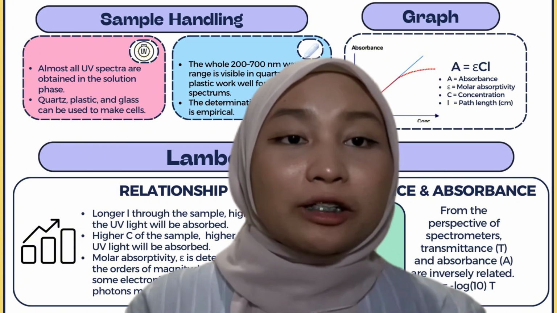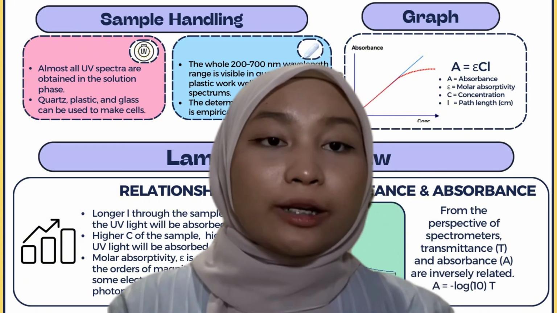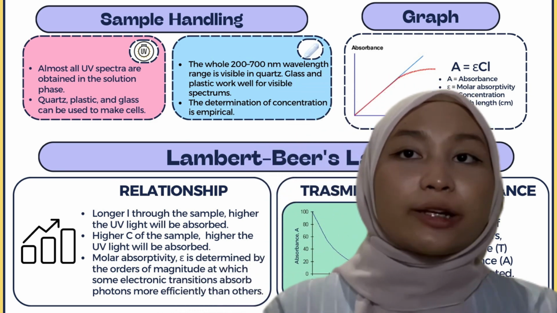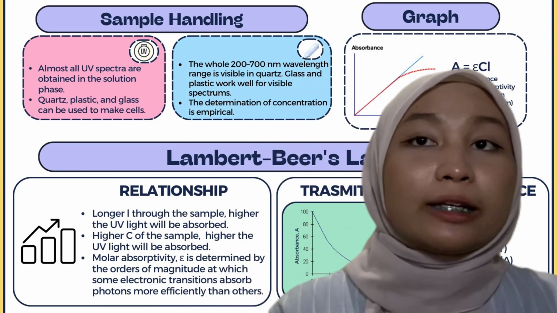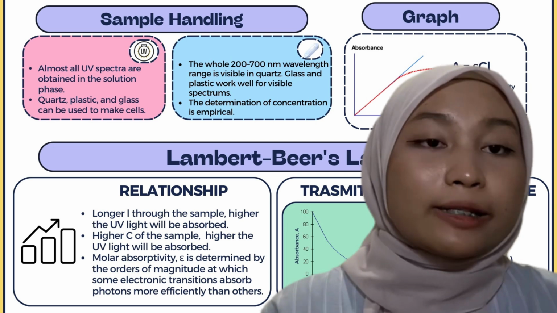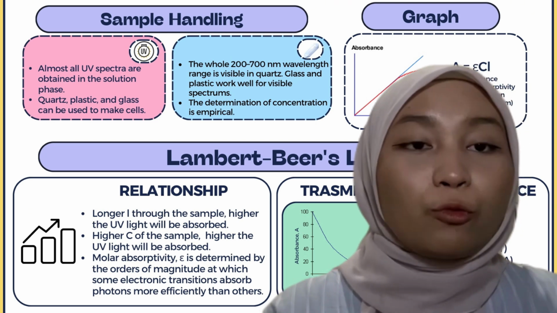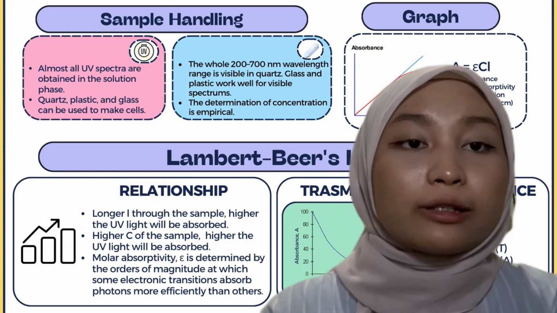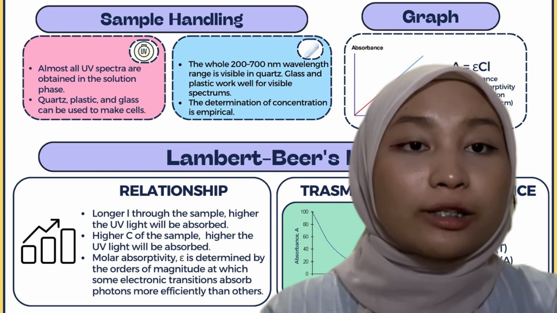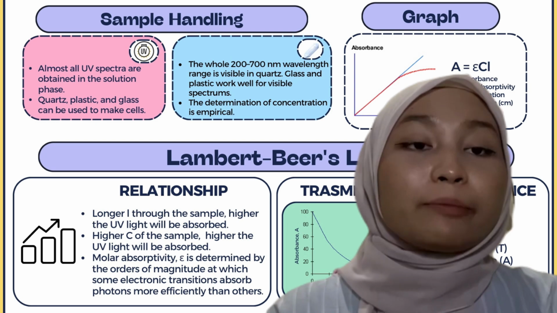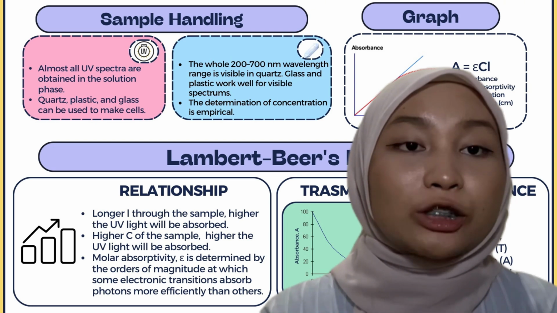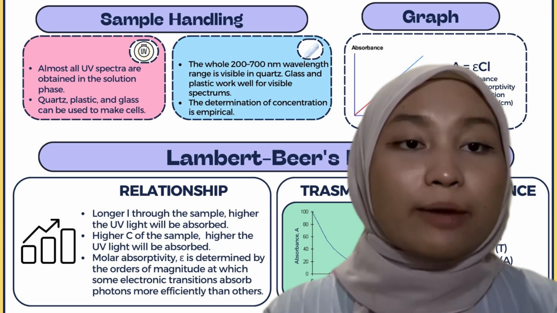Hi, my name is Aina Shafika binti Arifin and I will be explaining regarding the sample handling of UV spectrophotometry. For the first one, almost all UV spectra are measured in the solution phase. Quartz, plastic and glass can be used to make cells. One example of cells is the cuvette. The whole 200 to 700 nanometers wavelength range is visible in quartz. Glass and plastic work well for visible spectrums. And the last one is the determination of concentration by empirical methods.